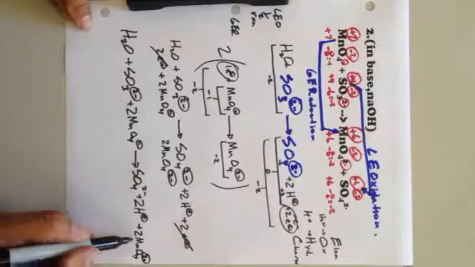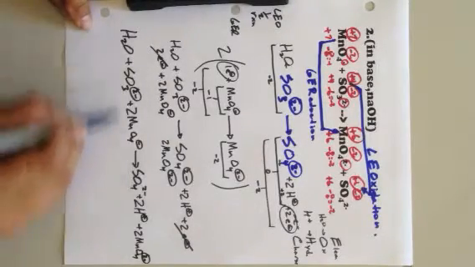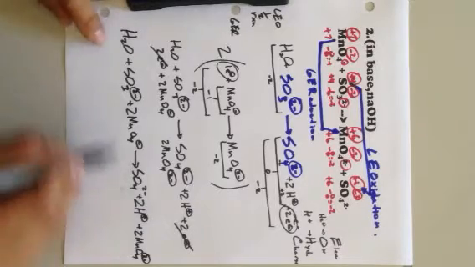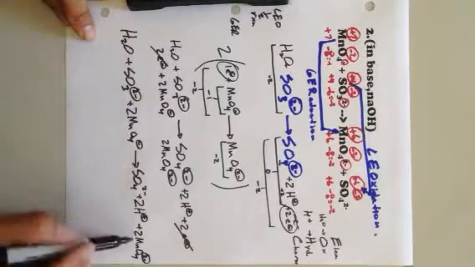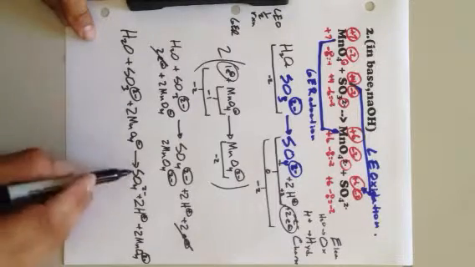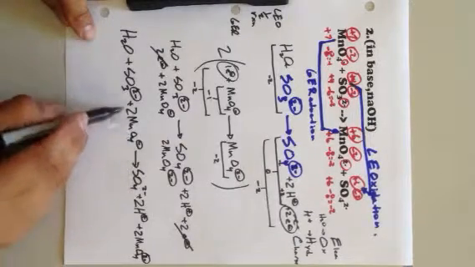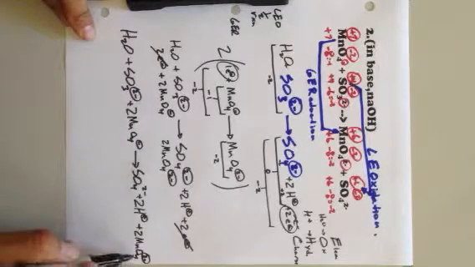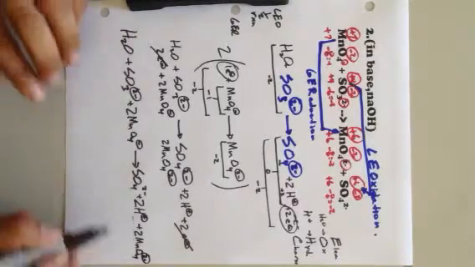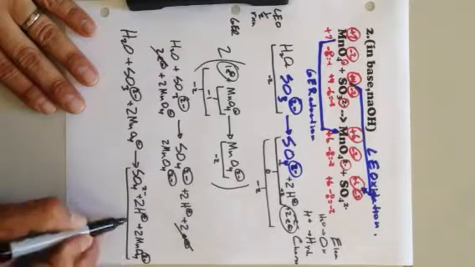Hydrogens, 4 hydrogens. Oh, sorry, 2 hydrogens, 2 hydrogens. 2 Mns, 2 Mns. 1 sulfur, 1 sulfur. 8 oxygens, 8, 9, 10, 11, 12. 4 plus 8 is 12. So everything looks good. And then make sure that the charge is the same on each side.